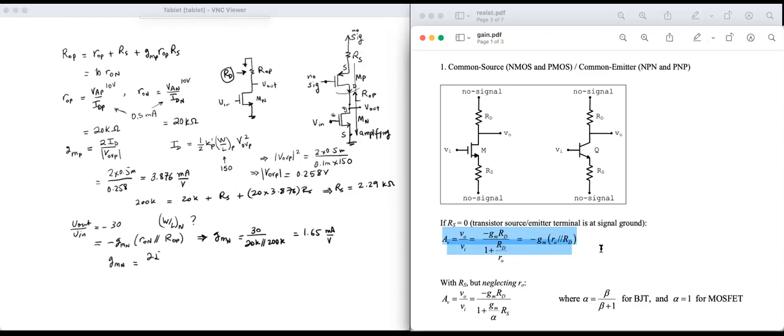So 2ID, and there's only one ID in the circuit. I don't need to say 2IDN over VOVN. And this means that I can find VOVN. And that's 2 times 0.5 milli over 1.65 milli. So that's 0.606 volt.